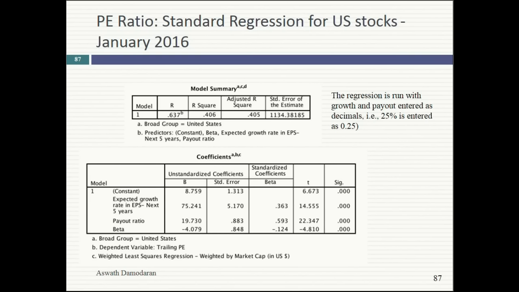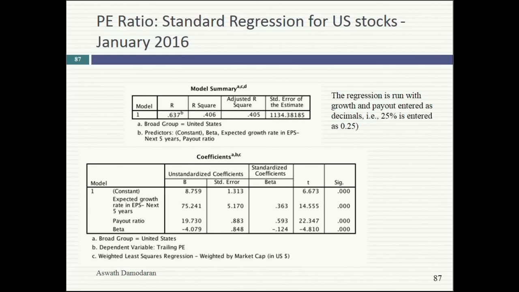So if you're a company with a 10% higher expected growth rate than mine, given how U.S. stocks were being priced at the start of 2016, your P/E ratio should be roughly 7.5 higher than mine. Every 1% increase in my payout ratio increases my P/E ratio by about 0.19. So if you're a company with a 20% higher payout ratio than mine, that should translate into a P/E ratio of roughly 3.8 higher than mine. And finally, if your beta is 2 and my beta is 1, every increase of beta of a unit of 1 reduces my P/E ratio by about 4.08.